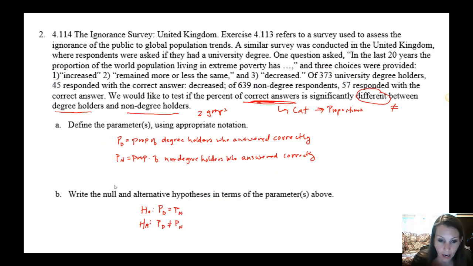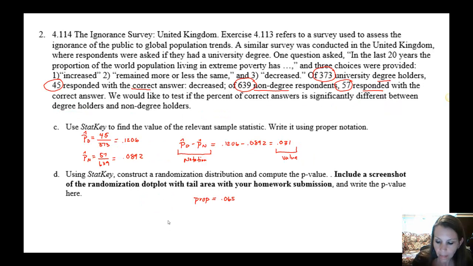Looking back at my hypotheses, I know it's a two-sided test because the alternative hypothesis says not equals to. If our alternative is greater than or less than, it's a one-sided test. If it says not equals to, it's a two-sided test. In a two-sided test, we take the proportion that is as or more extreme than what we got, and we double it to find the p-value. So the p-value for this two-sided test is 2 times 0.065, which is equal to 0.130.